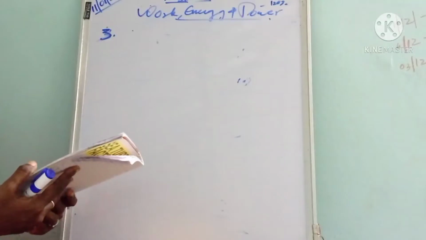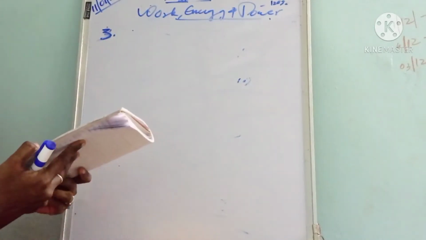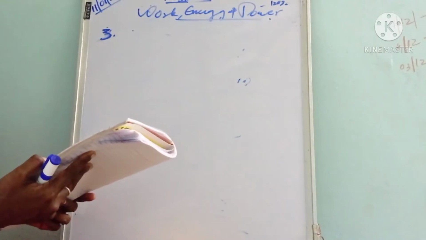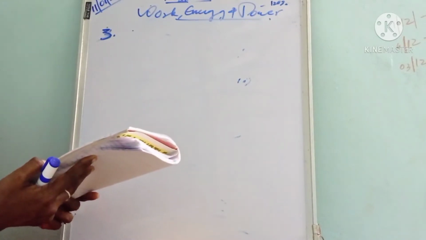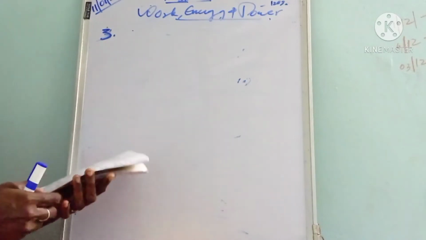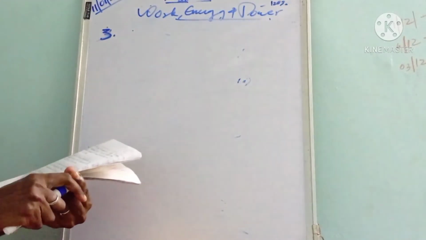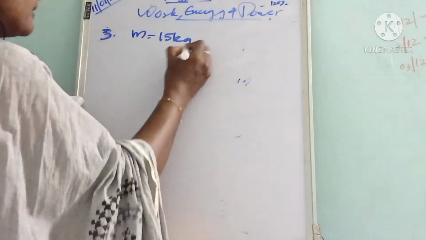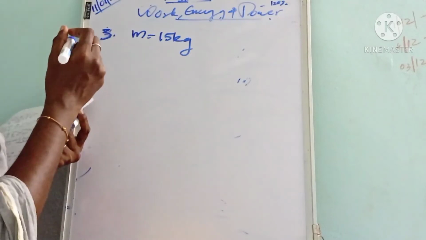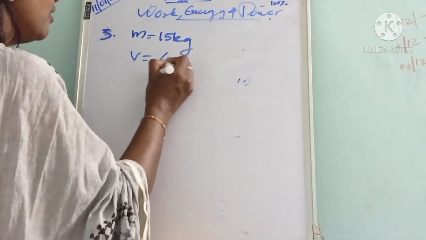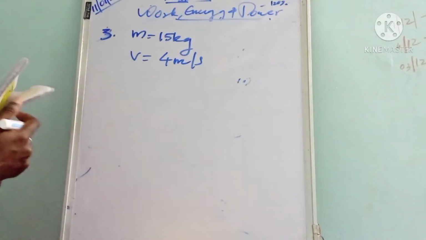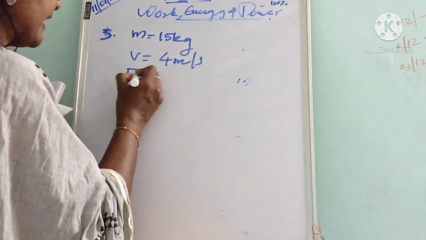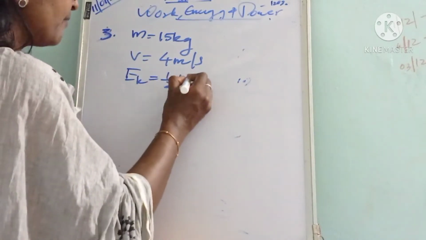Next, the third question is, an object of mass 15 kg is moving with a uniform velocity of 4 meter per second. What is the kinetic energy possessed by the object? We have to calculate the kinetic energy. Here the mass m is equal to 15 kg, and the object moves with a velocity v equal to 4 meter per second. All of you know the equation for kinetic energy. Kinetic energy Ek is equal to half m v square.